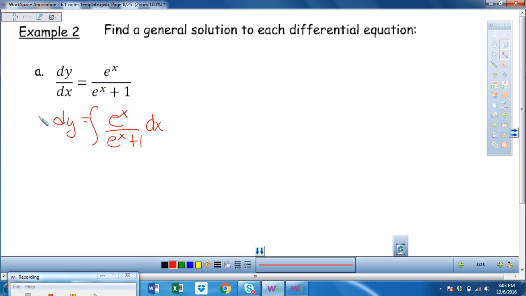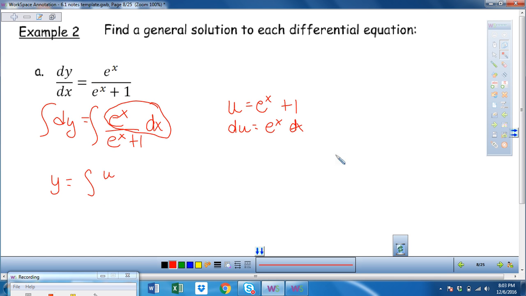So once again, I have to integrate both sides. The integral of dy is simply y. The integral of this, I'm going to have to use the u substitution. So if I let u equal e to the x plus 1, then du is equal to e to the x dx. And since that is in my problem, I'm golden. So now I have the integral of u, I'm sorry, that's not right. I have the integral of du over u.